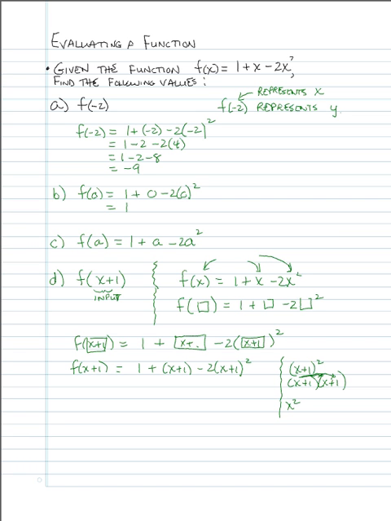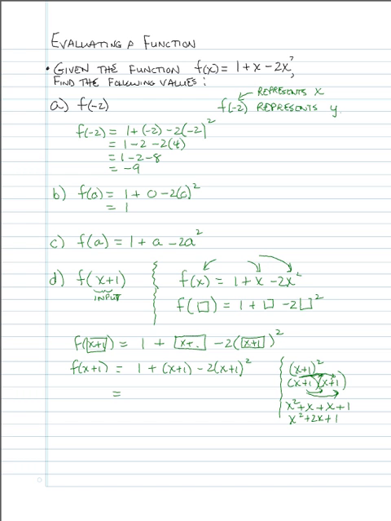Multiply the x and the 1 together, we'd get plus x. Multiply the 1 and the x together, we'd get plus x again. Multiply the 1 and the 1 together, and we'd get plus 1. So we end up with x squared plus 2x plus 1.